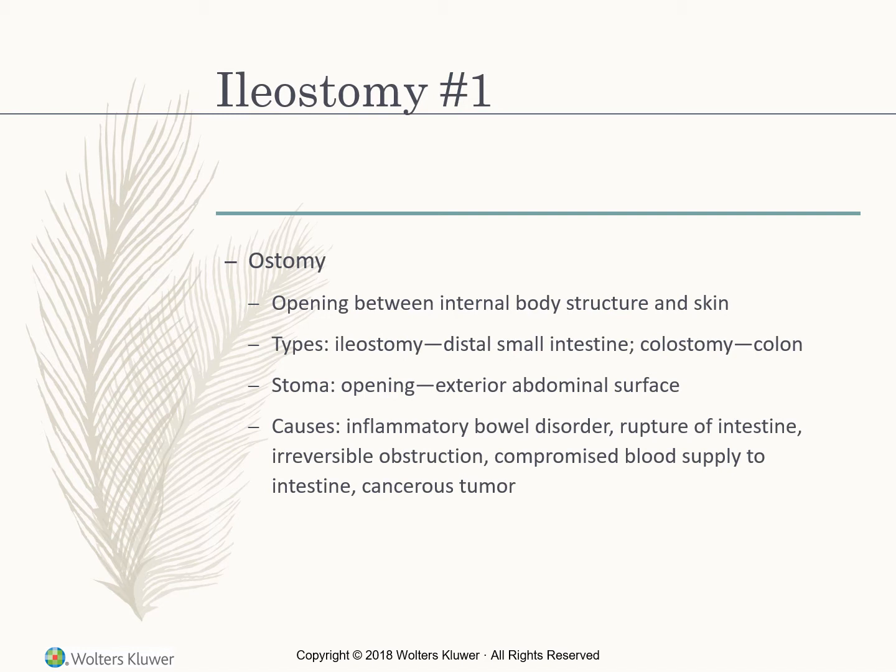So, an ostomy is an opening between an internal body structure and the skin. There are different types. An ileostomy is an opening in the distal small intestine. There's a colostomy where the opening is at the colon. The stoma is the opening itself. It is located on the exterior abdominal surface, so on top of the skin. The causes or reasons for ostomies are inflammatory bowel disorders, rupture of intestines, irreversible obstruction in the bowel, compromised blood supply to the intestines, or a cancerous tumor.